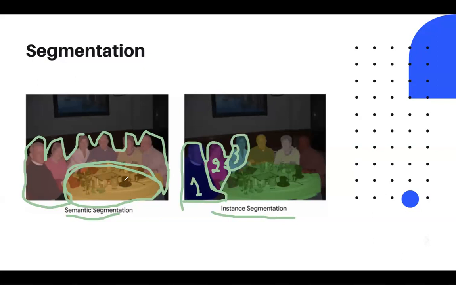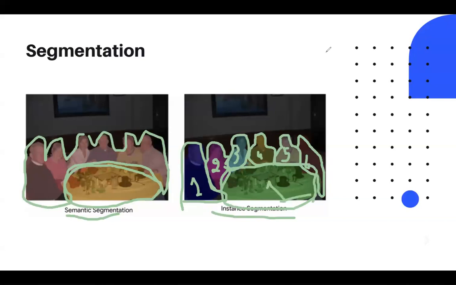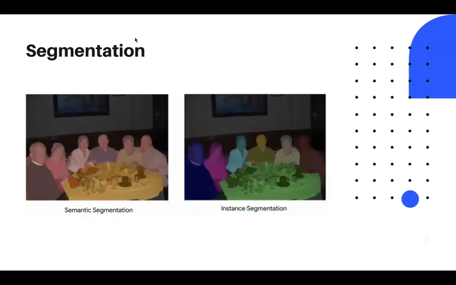Here in semantic segmentation, we don't care. We just want to know which pixels belong to the class human. Human 1 or human 2, I do not care. I just care about the class. Here, I do care about the actual instance of that class. And this is another object which belongs to the class table, number 1. So this is the main difference between semantic segmentation and instance segmentation.